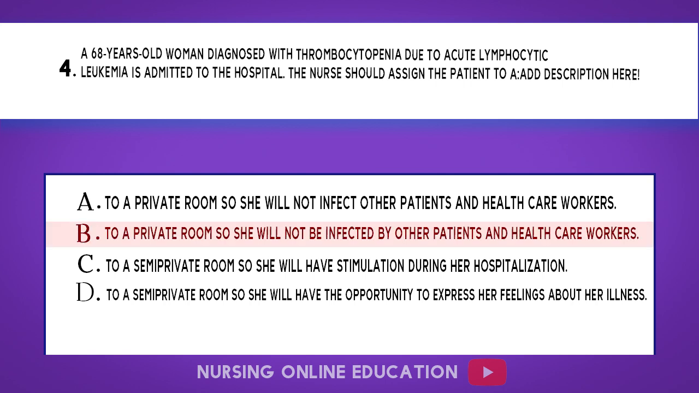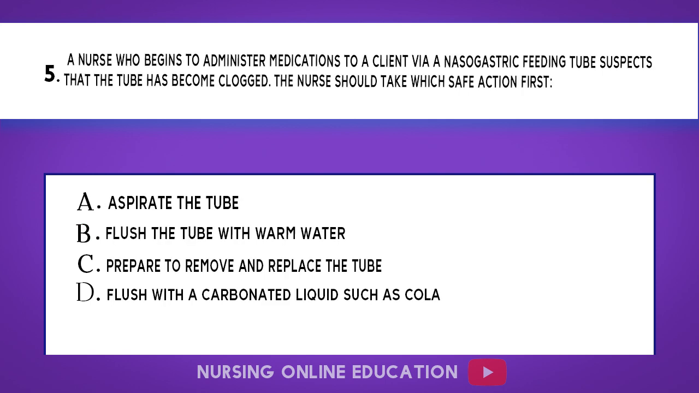The answer is option B. A private room so she will not be infected by other patients and healthcare workers. 5. A nurse who begins to administer medications to a client via a nasogastric feeding tube suspects that the tube has become clogged. The nurse should take which safe action first? A. Aspirate the tube. B. Flush the tube with warm water. C. Prepare to remove and replace the tube. D. Flush with a carbonated liquid such as cola.